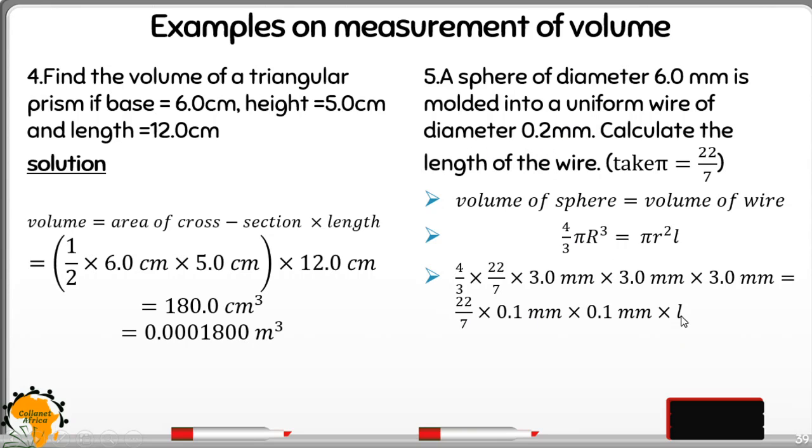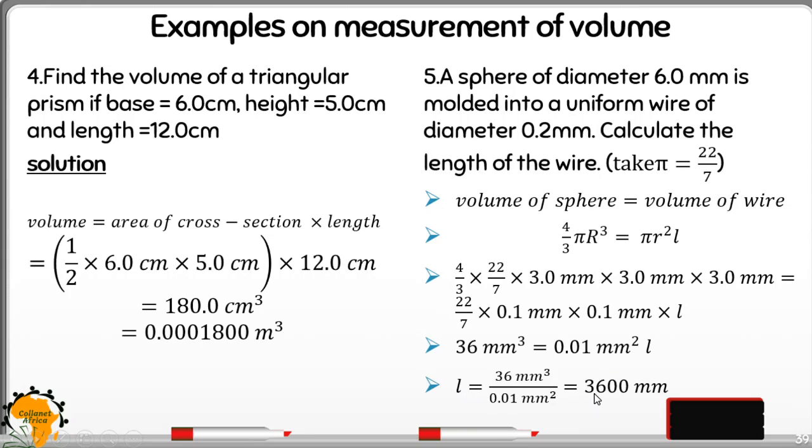And then what we are looking for is length. So first of all, we multiply these values. After multiplying all the values here, you get 36 cubic millimeter. And when you multiply this side, you get 0.01 millimeter squared. And then you have your L, that is the length. Now to get L, remember here we have multiplication, so you divide through by 0.01. And when you divide, you get 3,600 millimeter.